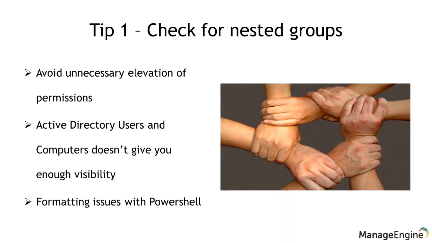There are 3 parts, and we are going to get started with part number 1. Out of the 7 tips, tip number 1 is this: whenever you are trying to investigate the permissions of a specific user account in Active Directory, I would recommend you look at their nested group memberships as well. Now, what do I mean by nested group membership?